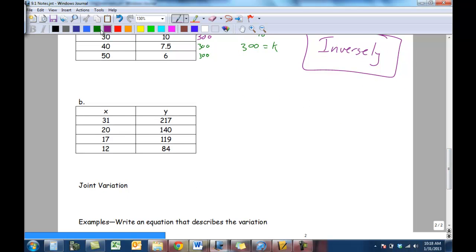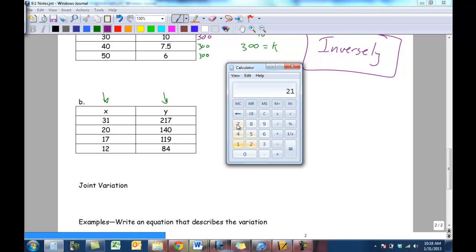All right, let's try another one. Part B, what is x doing? X is going down. Y is also going down. So inverse is out this time. The question is, is it direct or not, or neither? All right, so directly is y is equal to k times x. So in this first example, 217 is equal to, excuse me, k times 31. So we're going to divide. We're essentially doing y divided by x here, right? So we got 217 divided by 31.